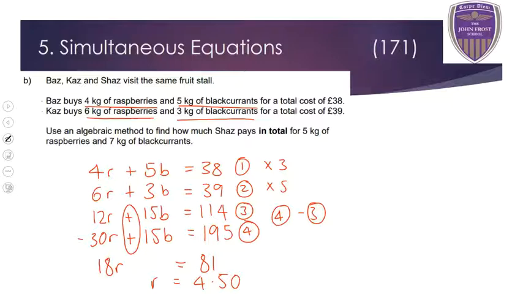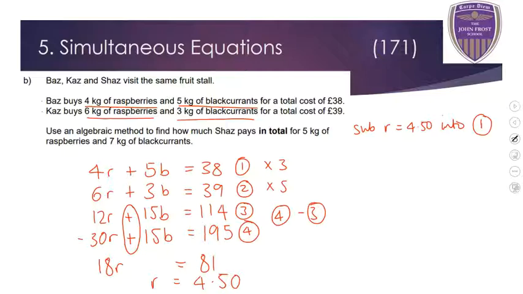Okay, so 1 kilogram of raspberries is £4.50, we just worked out. Now we still substitute that value in, because we know what R is now, we substitute it in to find B. So I'm going to sub R equals £4.50 into equation number 1. It's the smallest amount of R.